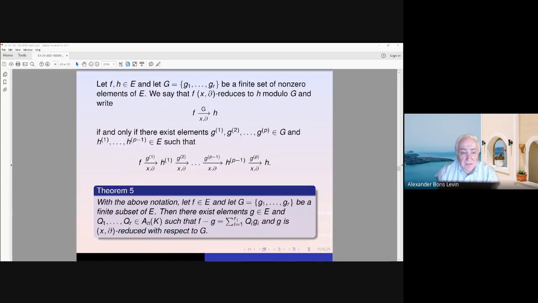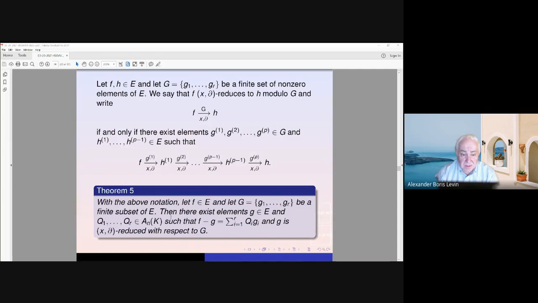And if you do this several times, we say that element f reduces to h with respect to this set of elements, capital G, if there is a sequence of such reductions. So you can find several elements from the set G, so the chain of reductions eventually gives you a remainder, an element which is reduced with respect to G.